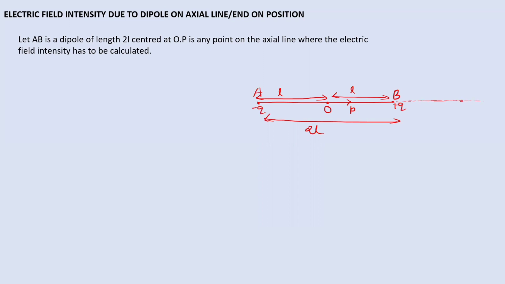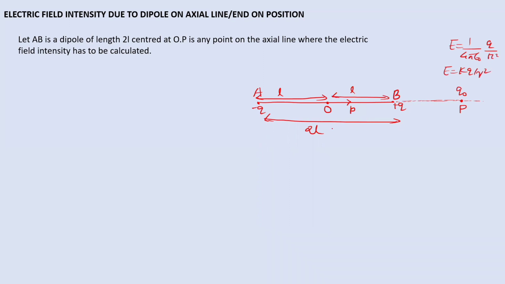Now, we will consider a point P. I'm considering a point P on the axial line, and at that point P, I'm placing a test charge Q naught. Because we know when we are asked to calculate the electric field intensity, we will have to place a test charge at that particular point, because electric field intensity is the force per unit test charge, and we know the formula E is equal to 1 by 4 pi epsilon naught Q by R square, or you can write KQ upon R square.